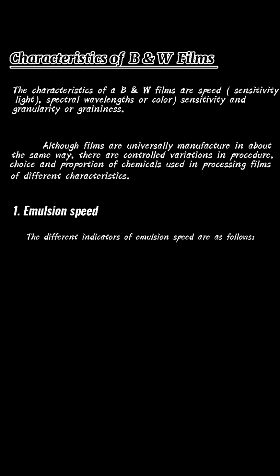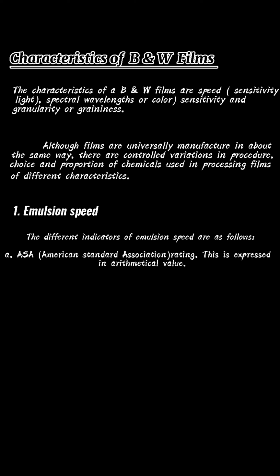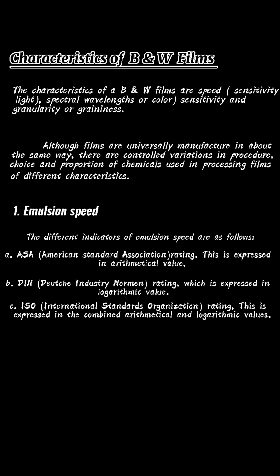Emulsion speed. The different indicators of emulsion speed are as follows. ASA or American Standards Association rating, which is expressed in arithmetical value. DIN or Deutsche Industrie Norm rating, which is expressed in logarithmic value. ISO or International Organization for Standardization rating. This is expressed in the combined arithmetical and logarithmic values.